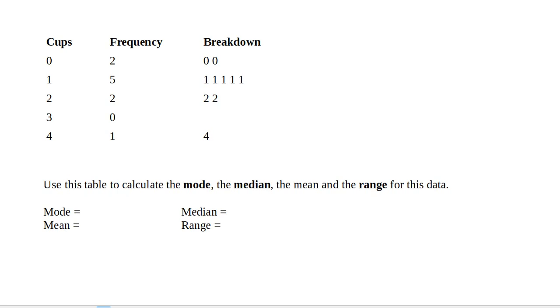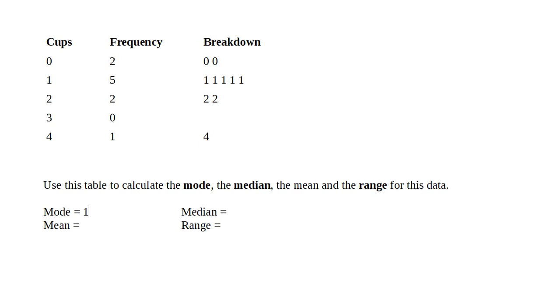So now I'm asked to calculate my mode. Which has the biggest frequency? Which number of cups of coffee occurs the most often? Well, I can see that 1 cup appears 5 times, so 1 must be my mode.